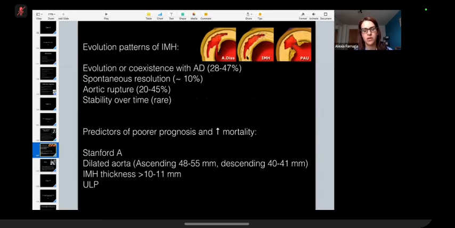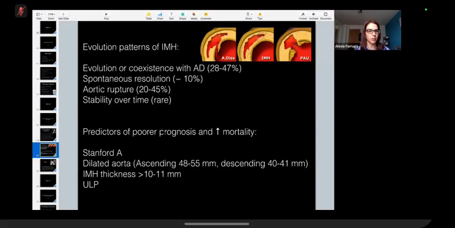So this is hemorrhage within the vasa vasorum of the aorta, within the wall of the aorta. It can evolve or coexist with aortic dissection in almost half of cases. Spontaneous resolution can occur in a minority of patients. In almost half of patients, they can get aortic rupture, and rarely it can stabilize over time.